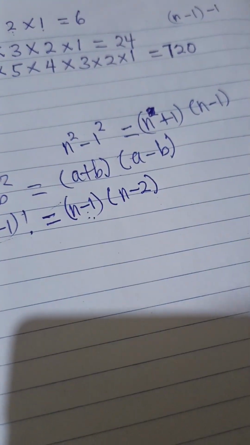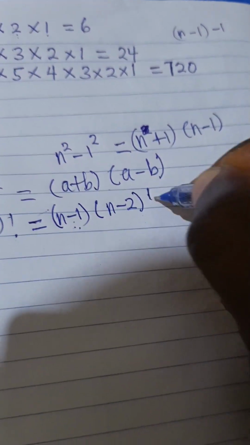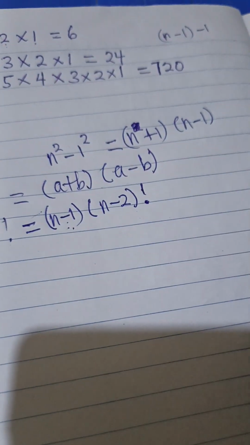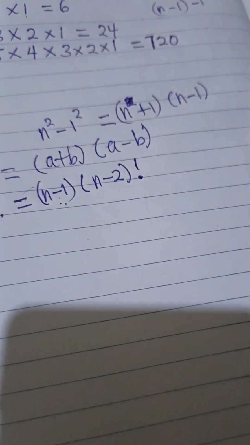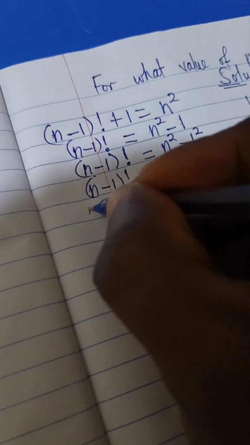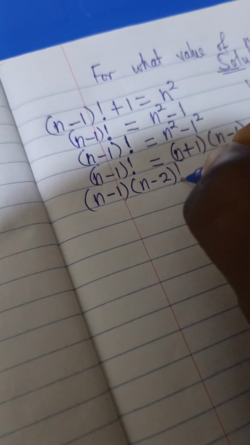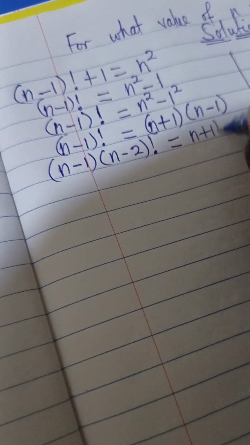But I don't need all that. I'm only going to write n minus 1 times n minus 2, but I'll put a factorial because there's a series of multiplications. I'm not done with the multiplication. Since n is not known, this will be an infinite product. So I'm writing (n − 1) multiplied by (n − 2)!, and that's equal to (n + 1) times (n − 1). Now here n minus 1 is here, n minus 1 is here, so they cancel out.